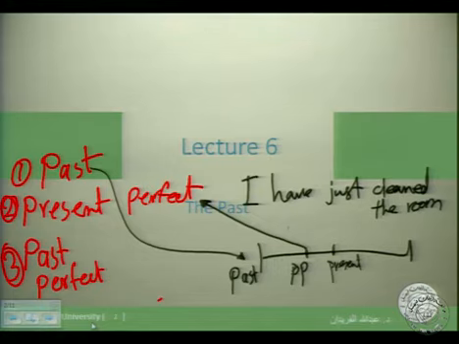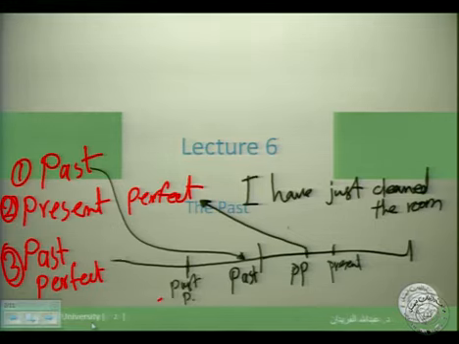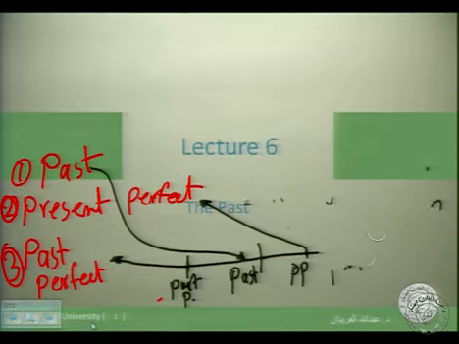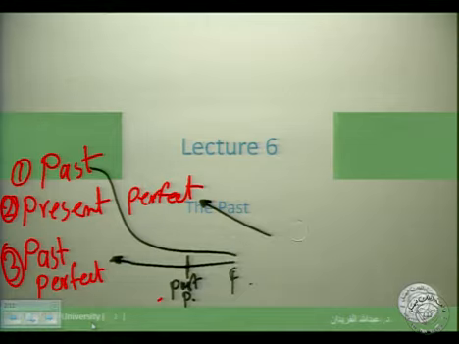And if we have two actions in the past, I would call it past perfect. This is past. P means perfect. The past perfect means an action that was completed in the past and before another action. So let's draw the timeline again and explain it with examples.